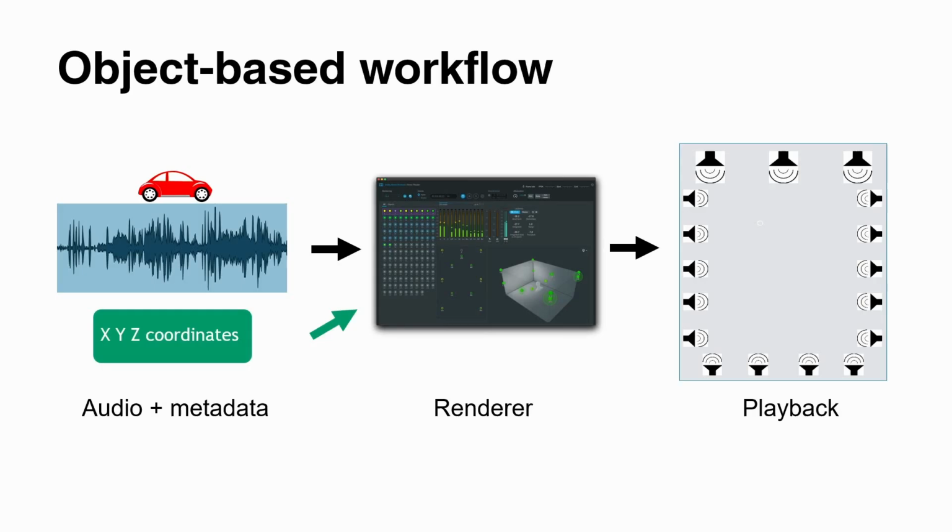So what's the difference now to an object-based audio workflow? Simply put, we have the same car sound, and we're adding XYZ coordinates, so metadata. And these two elements are being fed into a renderer unit. In this particular case, it's a Dolby Atmos renderer. That means this little car can travel around the listener by being reproduced on each individual speaker. That means we're adding a lot of precision to the surrounds.